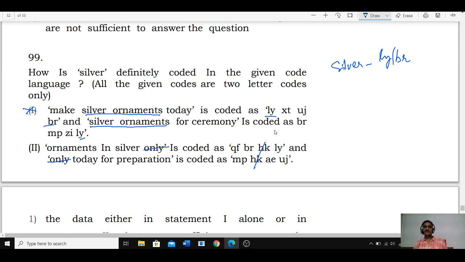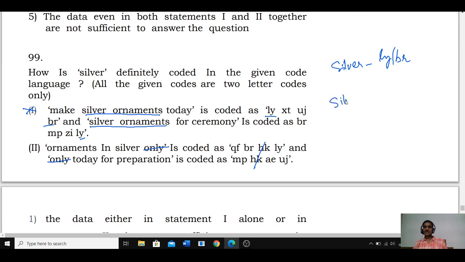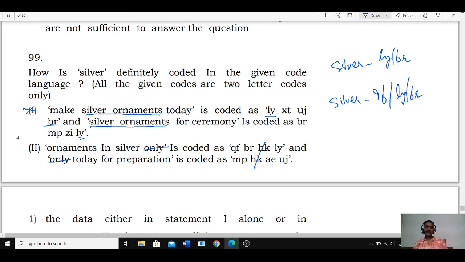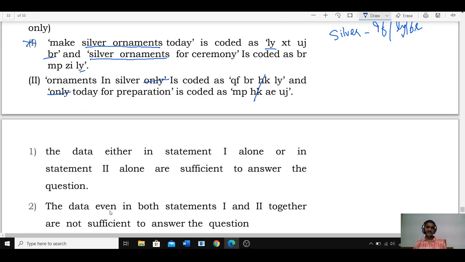1 alone is not sufficient, 2 alone is not sufficient. 2 alone నుంచి సిల్వర్కి కోడ్ ఏం చెప్పండి? QF అవ్వచ్చు, LY అవ్వచ్చు, BR అవ్వచ్చు. Then by combining these two also, silver can be LY or BR. Hence two different answers. By combining these two also, we cannot determine the answer. Even in both the statements it is not sufficient.